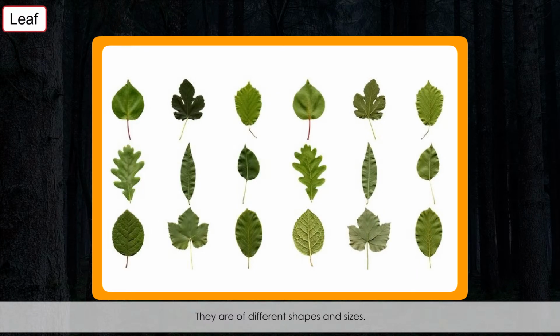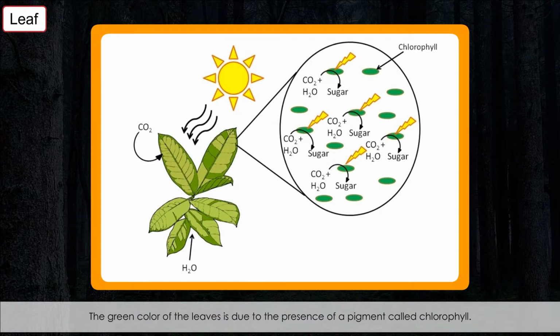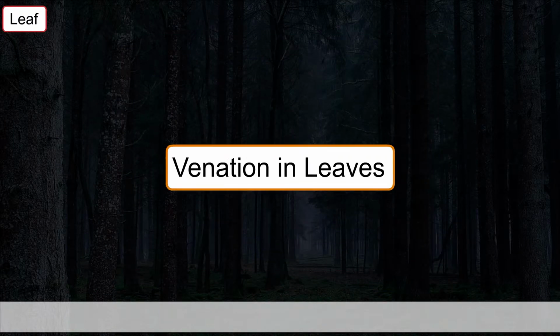Leaf. Leaf is a flattened, green-colored structure which arises from the node of a stem or its branches. They are of different shapes and sizes. The green color of the leaves is due to the presence of a pigment called chlorophyll. The basic parts of all the leaves are the same despite a variety in their shapes and sizes.